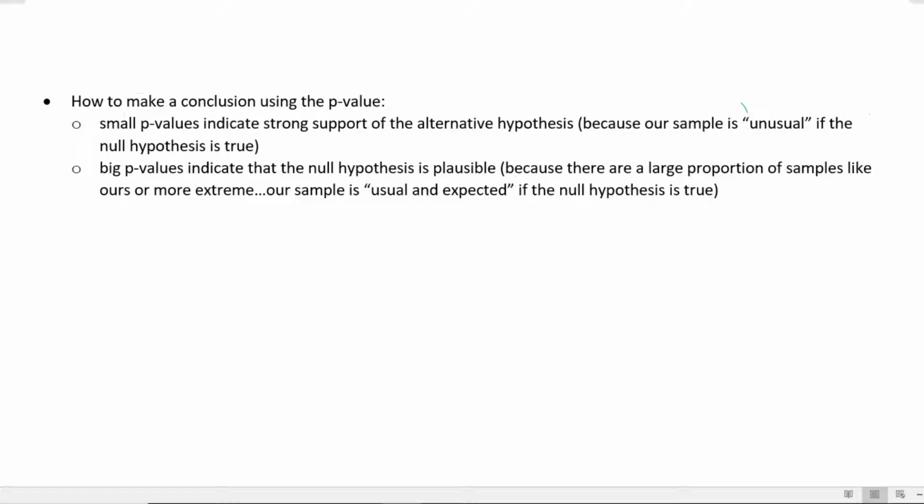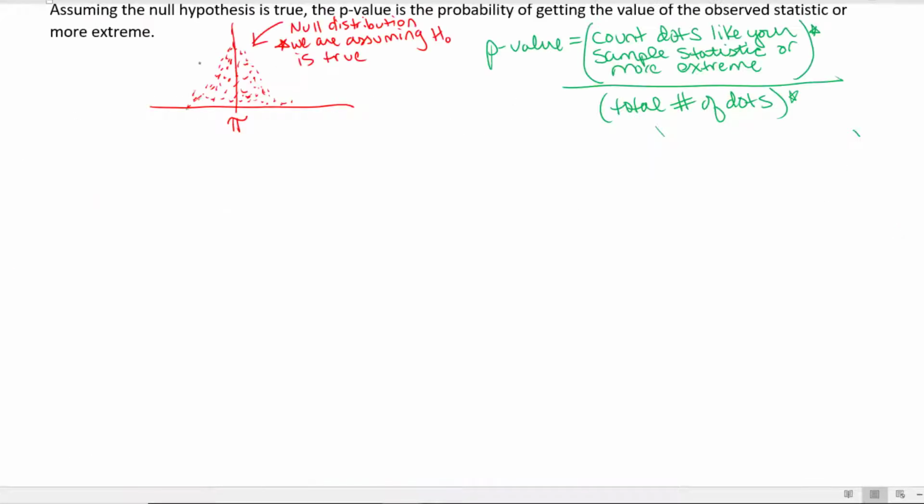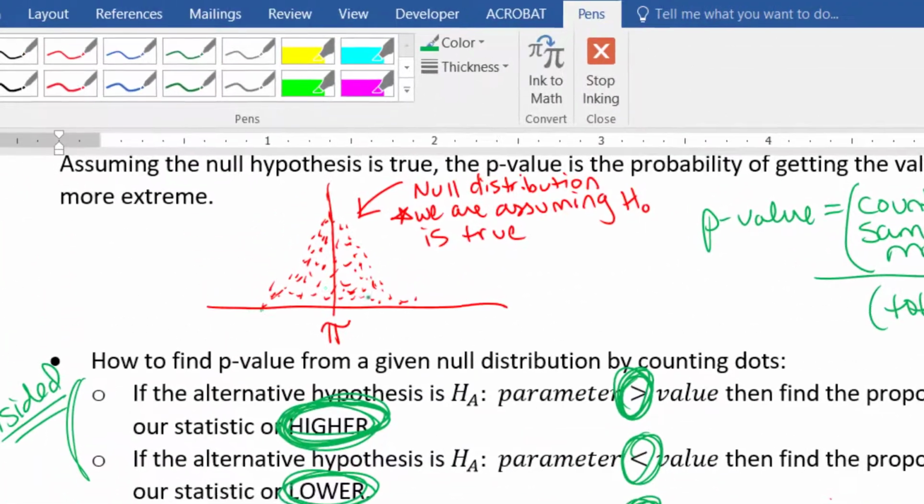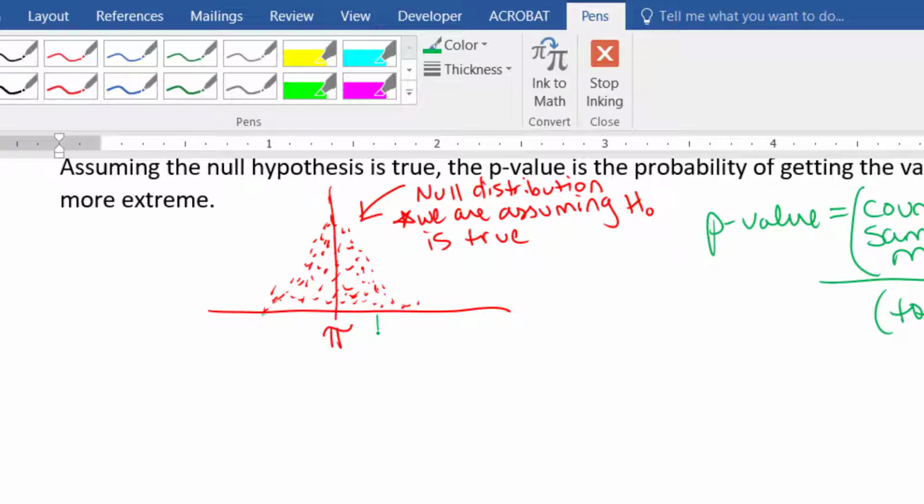If you have a smaller p-value, that means you have stronger support of the alternative. You have stronger evidence against the null hypothesis. Small p-values mean a lot of evidence. Again, going back to this null distribution up here, if your sample statistic were, say, right here, that seems kind of like evidence against the null. It's sort of out in the tail. There are not too many dots like yours or more extreme.